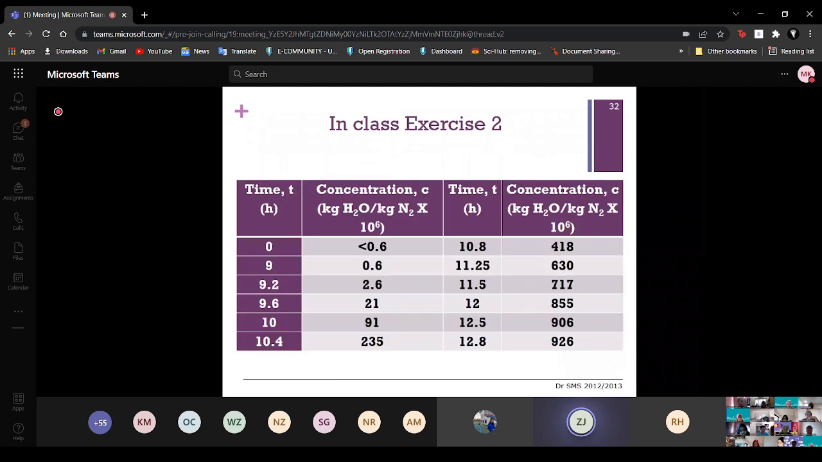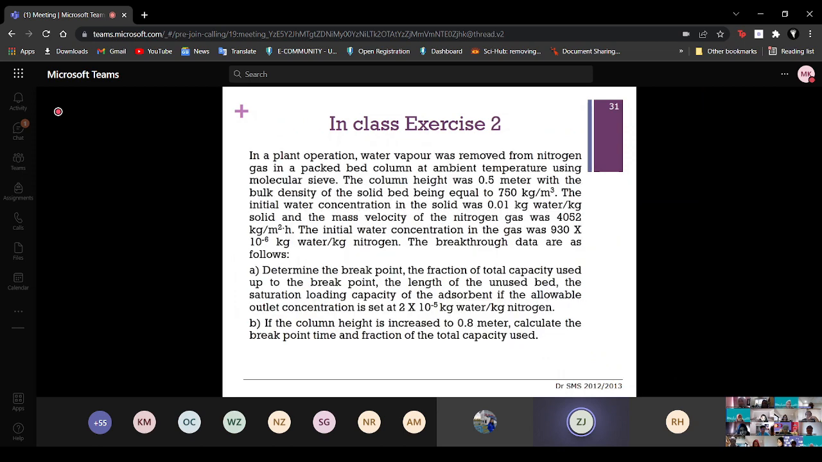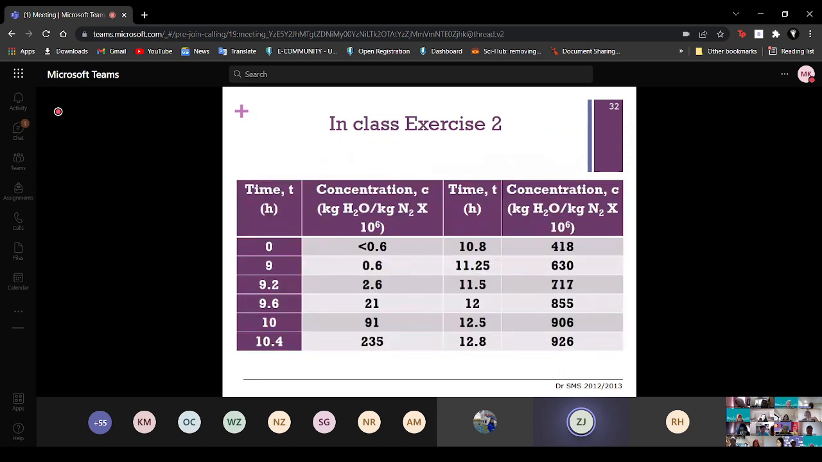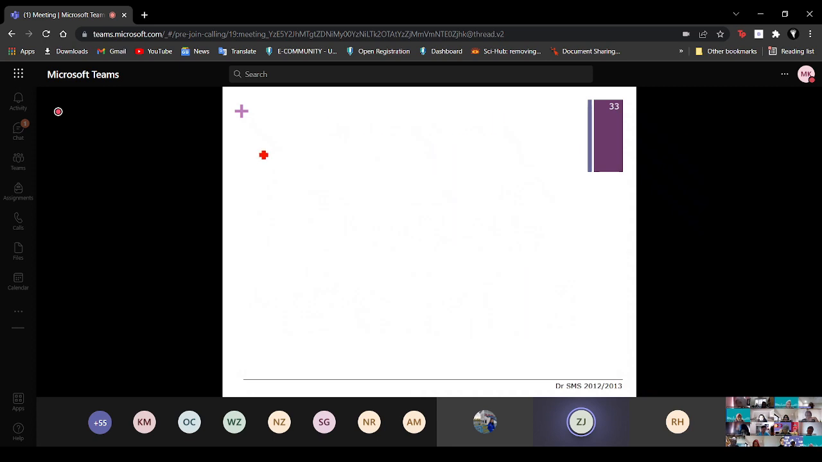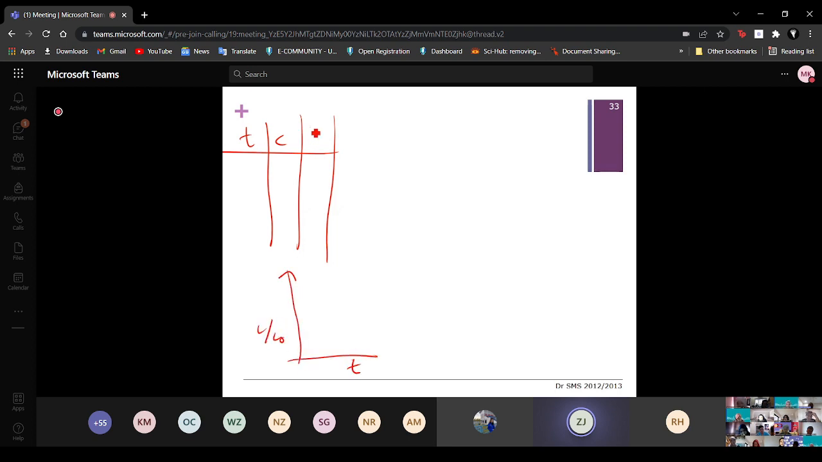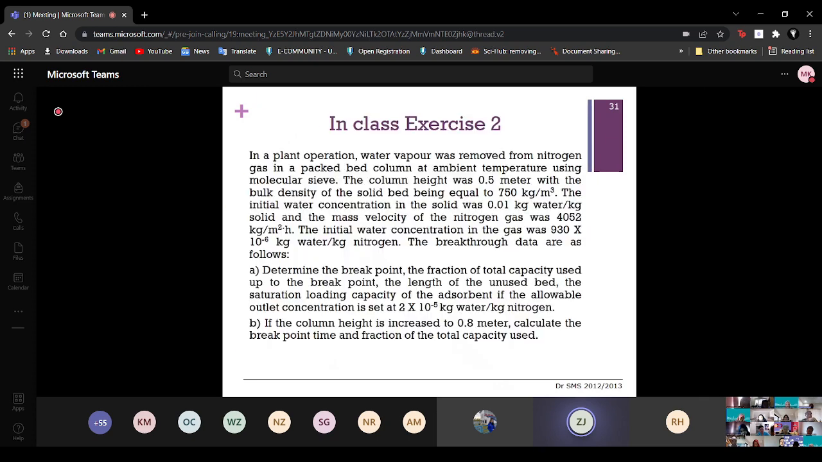Past exercise in your worksheet, you can find it in the column. So let's say you have time, you have concentration. They only give you the concentration, like time and concentration. So you know that you need to plot what? C over C naught against time T. So you need to do C over C naught. What is C naught? Okay, read through this question.